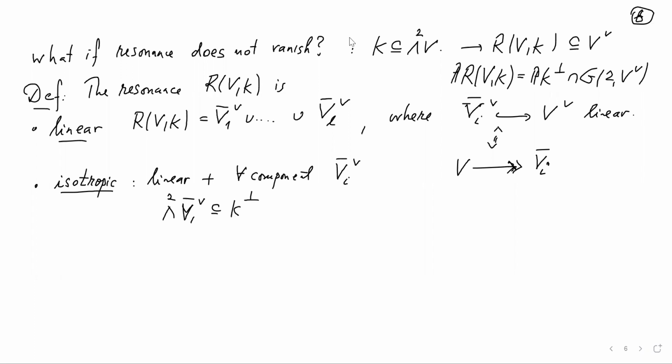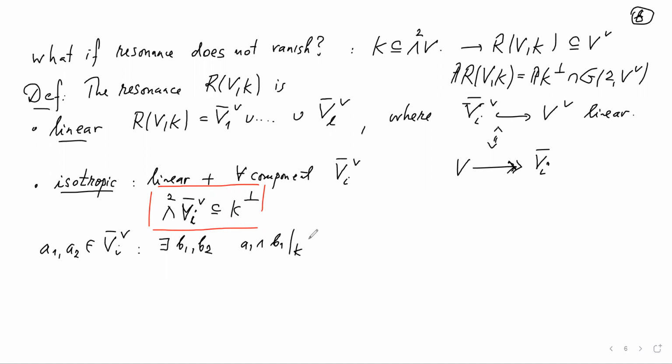So let me describe this. So this actually is something that comes from Hodge theory. It's algebraized, but it's behind this Hodge theory. So what are we requiring here? We are requiring the following thing. If I have two elements, A1 and A2, in VI dual, so they are in the resonance. That means that I can find the B1 and I can find the B2 in V dual such that A1 wedge B1 is in K perp, so restricted to K is 0. And A2 wedge B2 restricted to K is also 0. Yeah, this is per definition.